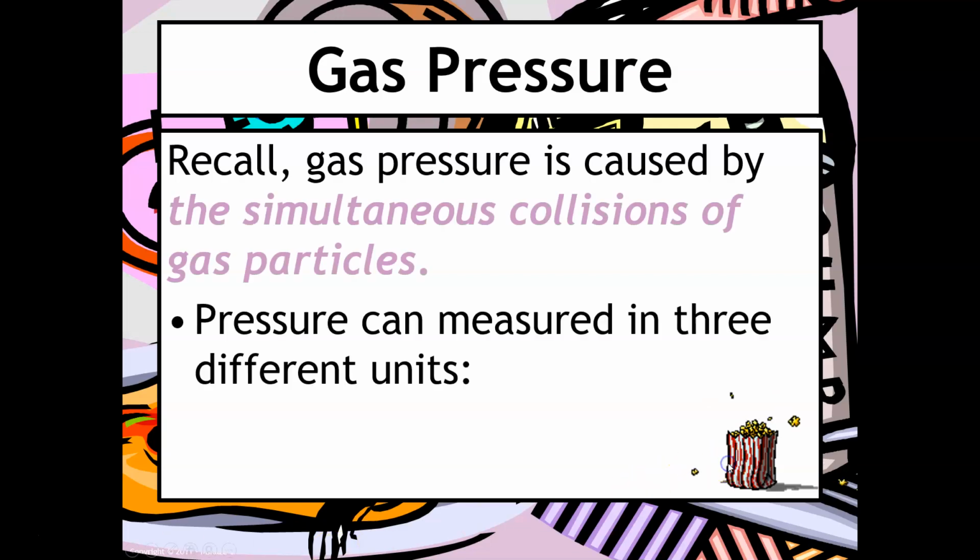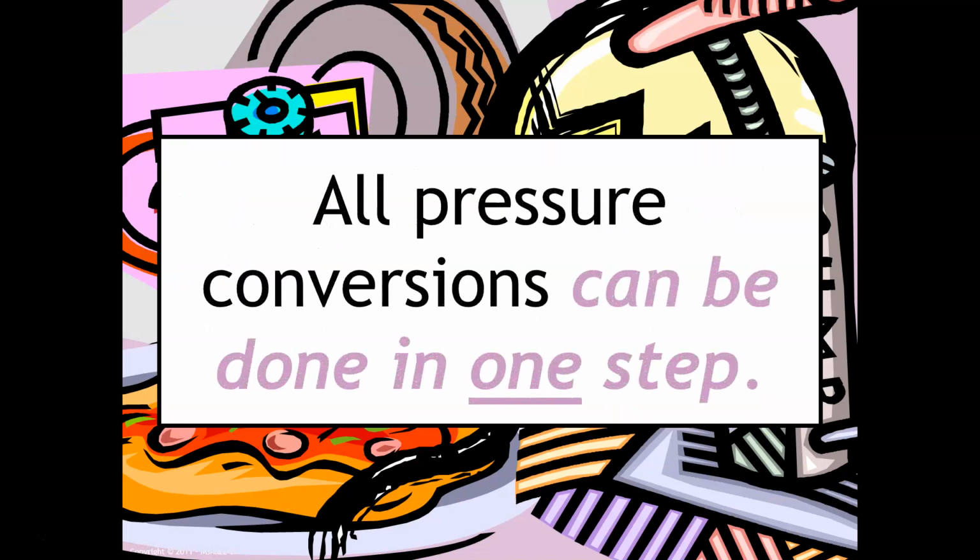Gas pressure, as you may recall, is the simultaneous collisions of gas particles, and we talked about popcorn popping with gas pressure. And pressure is measured in different units: atmospheres, kilopascals, and millimeters of mercury. All pressure conversions can be done in a single dimensional analysis conversion.